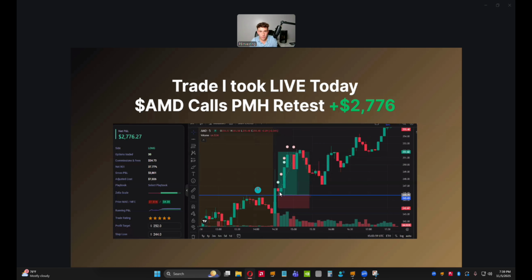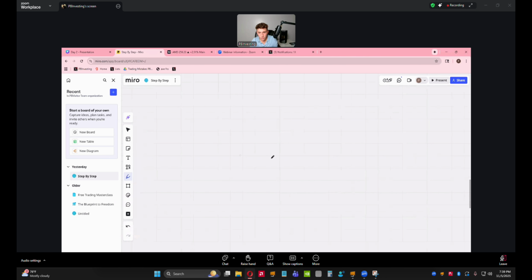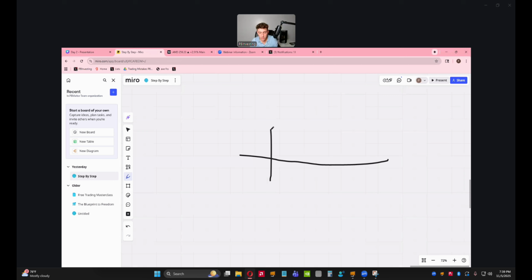Your stop loss is a 5-minute close under the pre-market high. So look, say we enter, we get a nice little candle like this. We enter right here. Say the next candle is like this. Then I'm going to sell. Does that make sense? That's the stop loss.